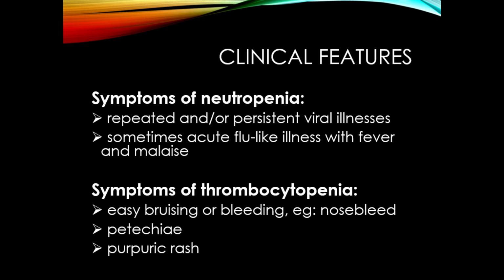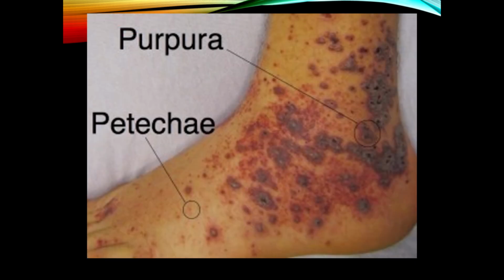Symptoms of thrombocytopenia, or reduced number of platelets, are usually bleeding, mainly mucosal bleeding like epistaxis, petechiae, and purpuric rash. This is a picture of purpura and petechiae, and you can see the difference. Petechiae are small and tiny, while the purpura are large, bleeding.